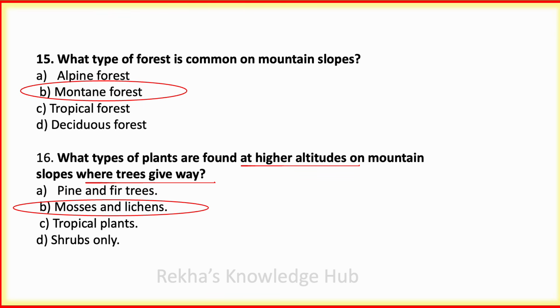So, mosses and lichens. At higher altitudes, trees cannot survive because of height and cold. Smaller plants like mosses and lichens take their place. So, instead of trees, you will mostly find mosses and lichens at higher altitudes. They are tiny, simple plants that can survive in very harsh, cold and rocky conditions.